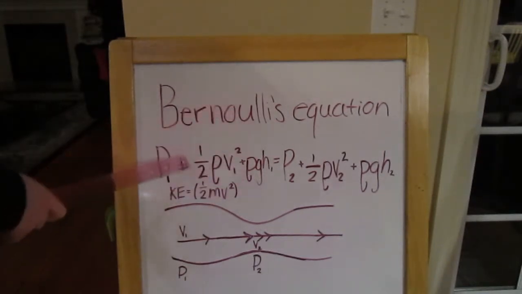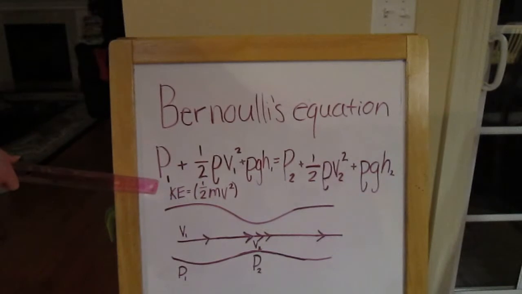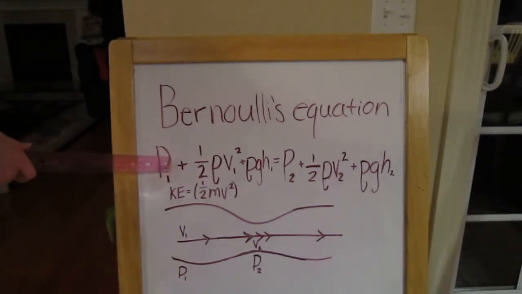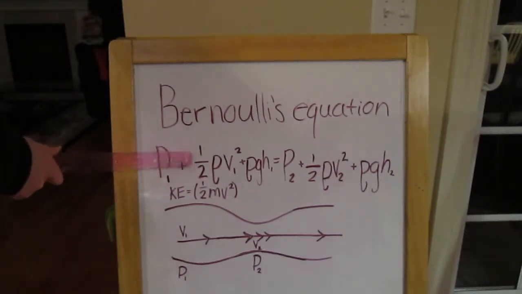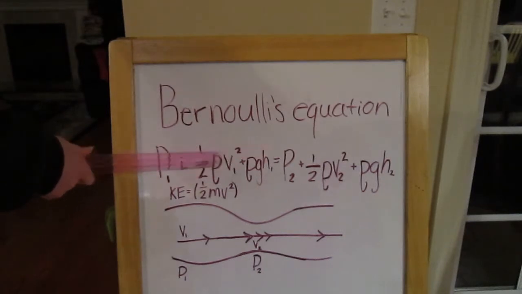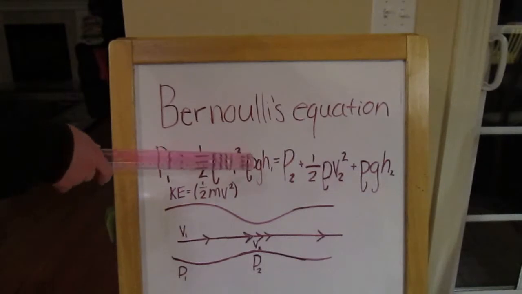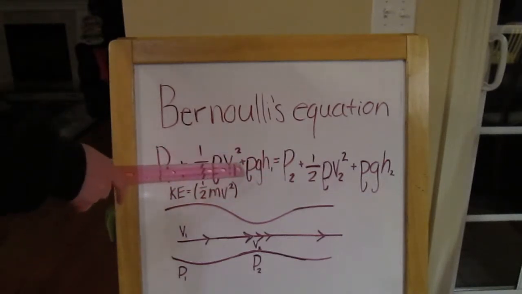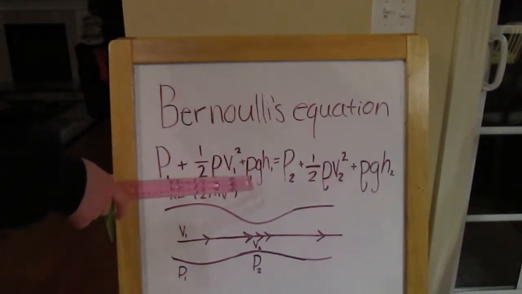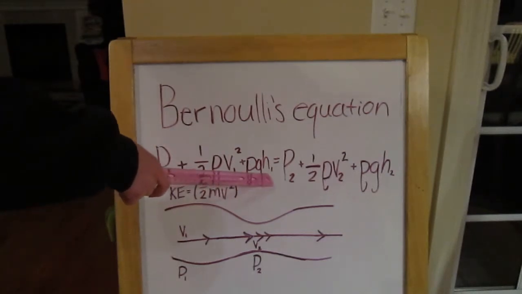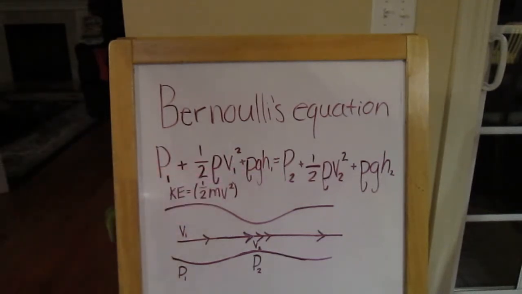Our second group of variables represents the kinetic energy present in the fluid. As you may remember, the formula for kinetic energy is 1/2 mv squared. So in our Bernoulli equation, this is represented by 1/2 times the rho of the liquid times the velocity of the liquid squared. Our last variable group on either side of the equation represents the potential energy of the liquid. The potential energy is represented by the rho of the liquid times the acceleration of gravity times the height of the liquid.